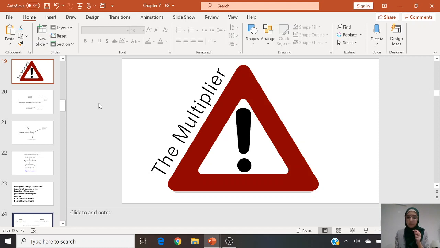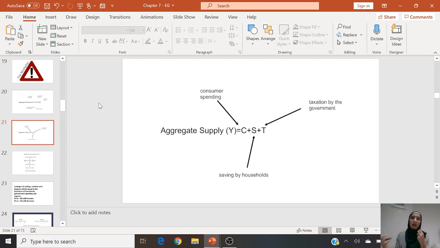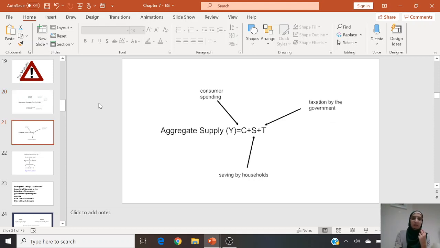Okay, so we're just going to talk about the multiplier. We all know what aggregate demand and aggregate supply is. Aggregate demand is the accumulative, total demand of an economy, and aggregate supply is the total supply. It could be of an economy, of a business, or whatever it is. We also did the formulas for aggregate demand, and that's basically consumption plus investment plus government expenditure plus exports minus imports, or net exports. And for aggregate supply, it's consumer spending plus savings plus taxation by the government.